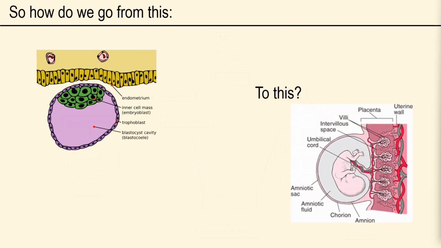But the question remains, how do we go from this to this? How does this ball of cells with a developing embryo end up being a fully functioning placental organ?